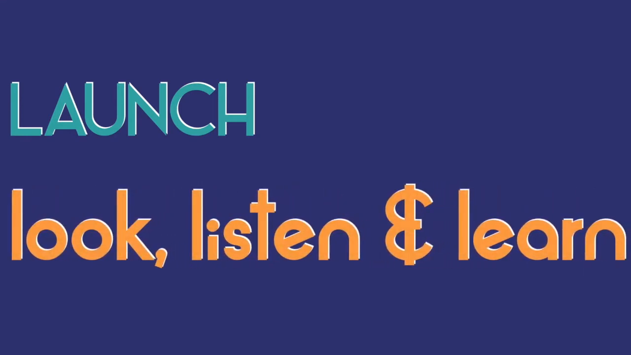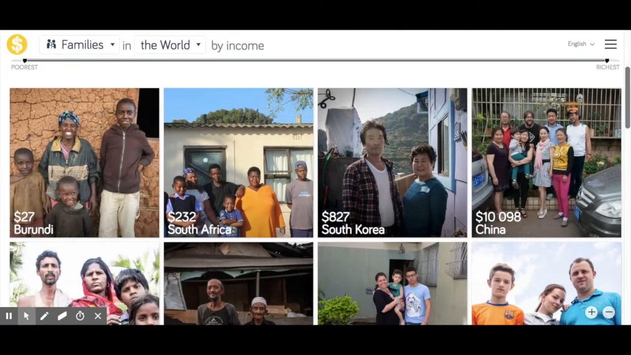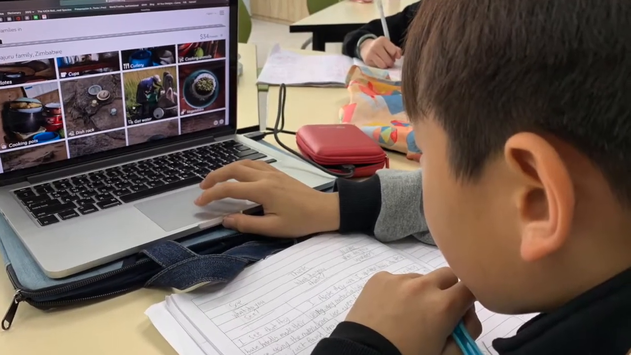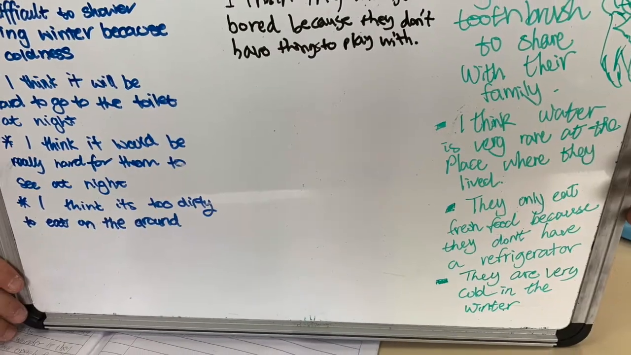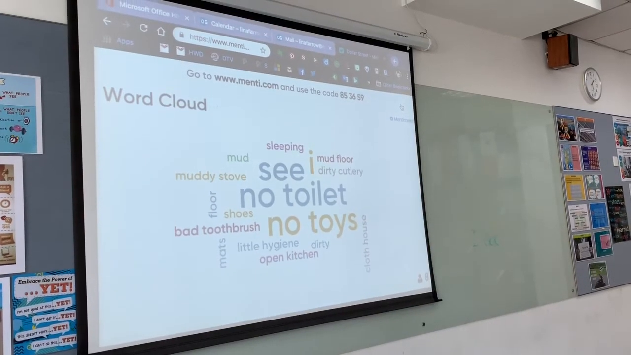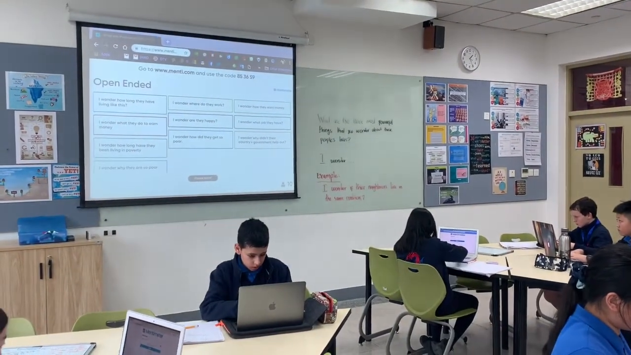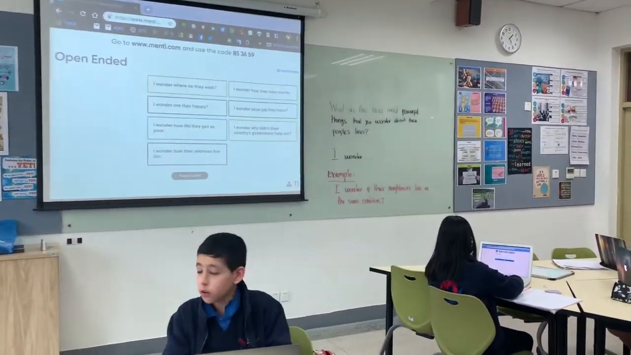Now it was time to move on to the first phase of the launch cycle: look, listen, and learn. We used Dollar Street to get us started. On this website, the students can look up how different families from around the world live. The students contrasted low-income families and high-income families. They also connected their observations to what they have seen here in China, in their home countries, and in other parts of the world they have visited. I used Mentimeter to gather and share the students' ideas.